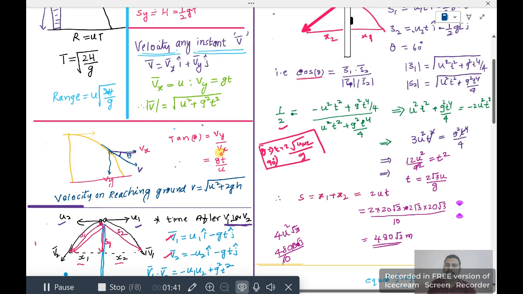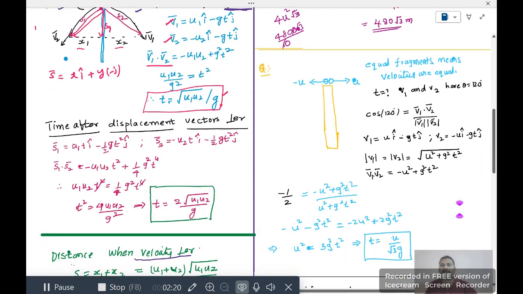But for theta other than 90, any other angle, if theta is given, the same process applies: cos theta is equal to S1 dot S2 by the magnitudes of S1 and S2. Now you will get the t value. Now the distance is asked, so S1 plus S2, substituting the t value and the u values given in the question. Substituting the given values, you will get the answer 480 into root 3 meters.